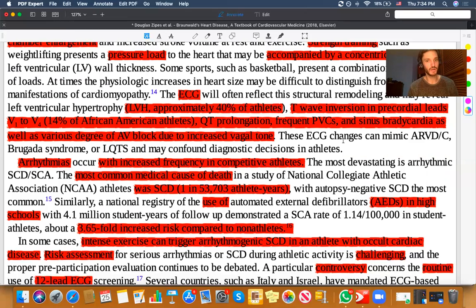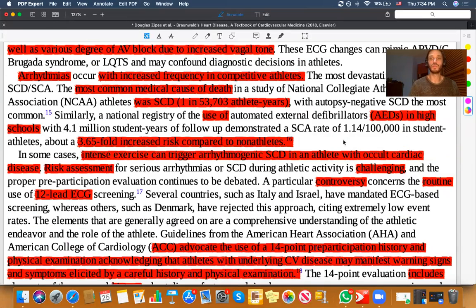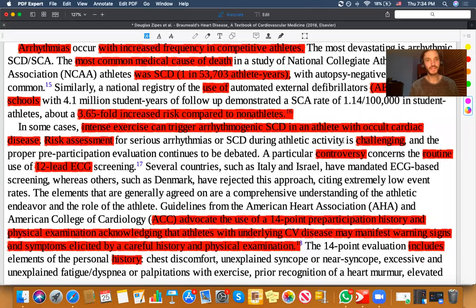The most common medical cause of death in athletes is sudden cardiac death, 1 in 53,703 athlete years. Since there's more sudden cardiac death, you'll also probably see more use of AEDs in high schools, with a 3.65-fold increased risk compared to non-athletes. Intense exercise can trigger arrhythmogenic sudden cardiac death in an athlete without cardiac disease.